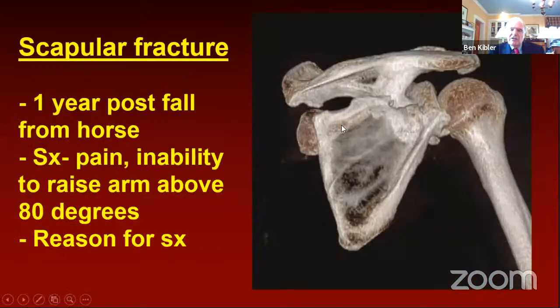Here's another good case. This is a lady who fell off her horse a year ago, and she has an established non-union of the scapula, and she cannot elevate her arm. The reason she cannot elevate her arm is because the motor of her scapula, which is the serratus anterior, is not attached anymore to all where the muscles attach. So she cannot raise her arm. So this requires surgical treatment. Once again, showing how important the entire scapular body is to allow for normal arm motion.